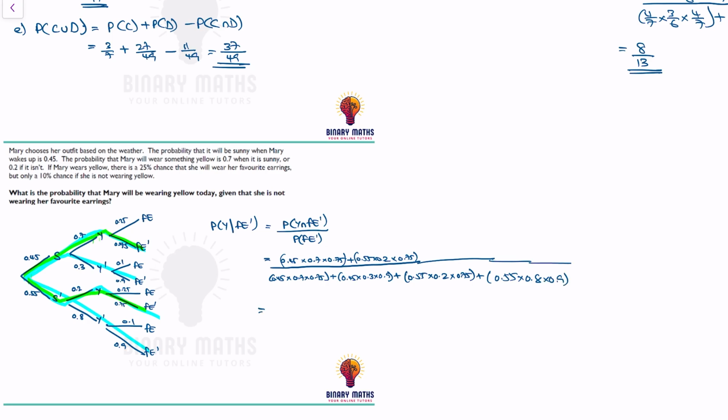When we put this into a calculator, on the top we end up getting 0.31875. On the bottom we end up getting 0.83625. When we divide it, we get 0.3811659193. When you round it, you get 0.3182 to 4 decimal places.